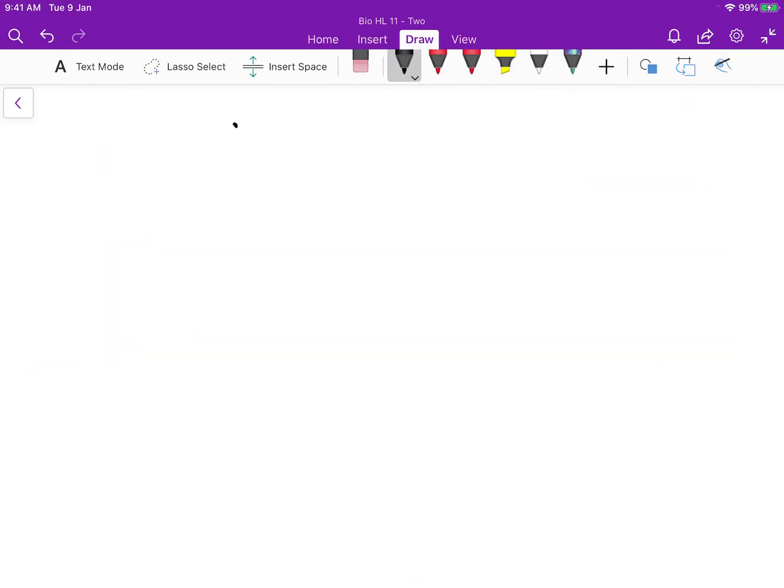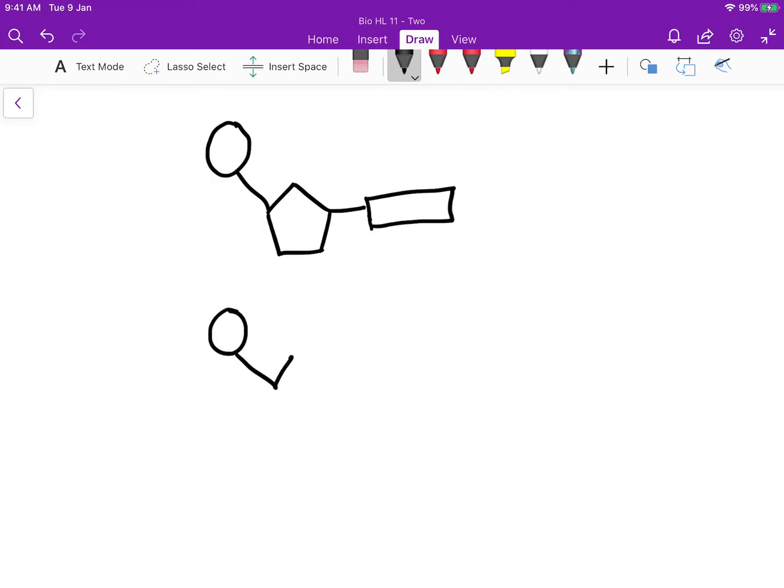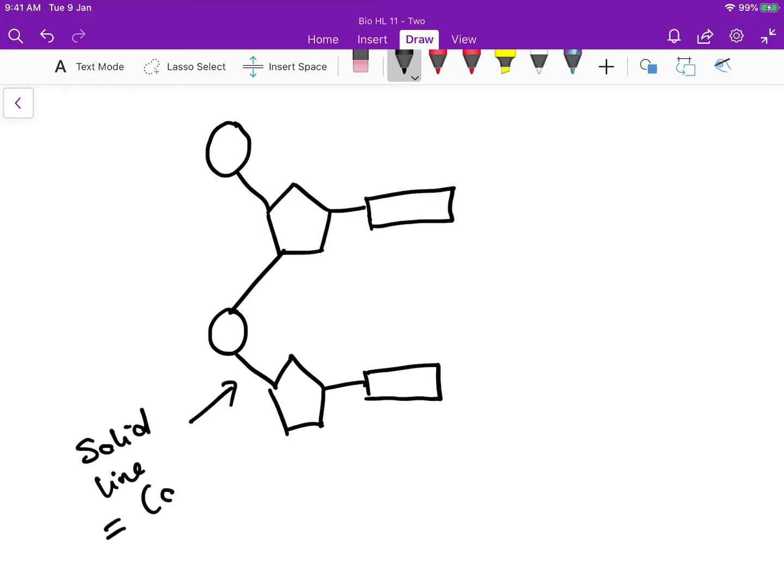Well, in one strand, if we draw some repeating units of these, we have one nucleotide there, and now we need to link together another nucleotide. And to link them together, we form a covalent bond. All of these lines, as we are drawing them as a solid line, mean it's a covalent bond.